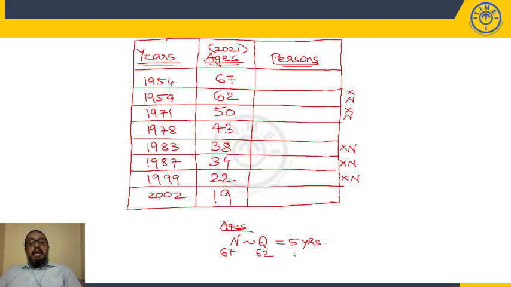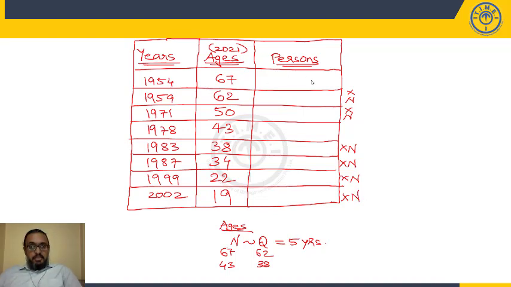So N43 and Q38 is also available. Are you understanding the point here? Okay. Now N can come in 2002 also, meaning N can have 19 also. Now with 19, when you add 5, 19 plus 5 is how much? 24. So do I have 24 there? I do not have 24. So from this I can say that N is ruled out as 2002. N cannot be given 2002.